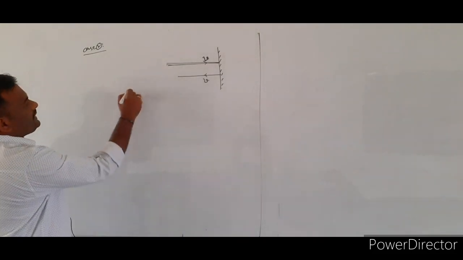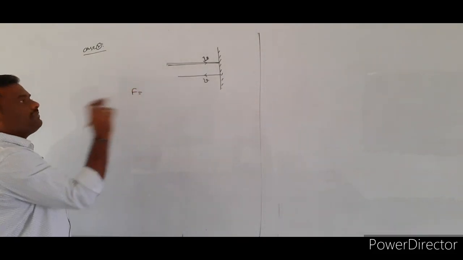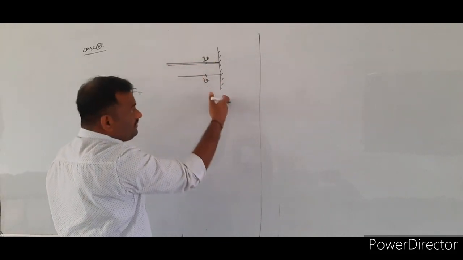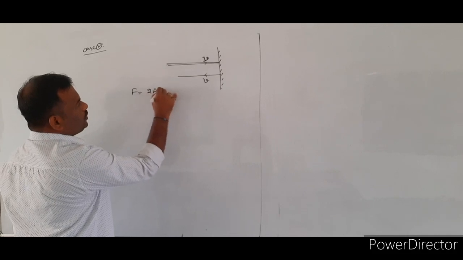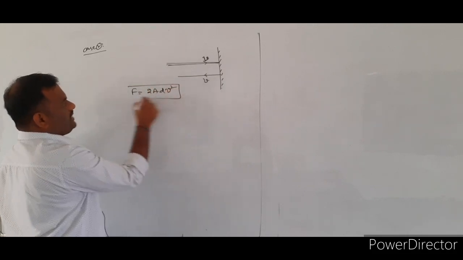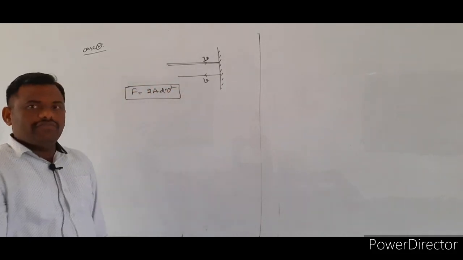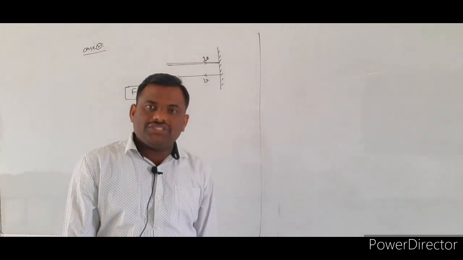the force exerted by the water jet over the surface of the wall will be given by F is equal to 2AdV square. F is equal to what? 2AdV square. This is application number 2.